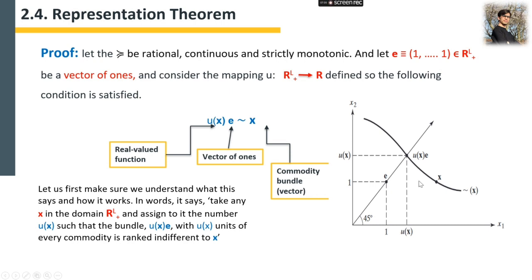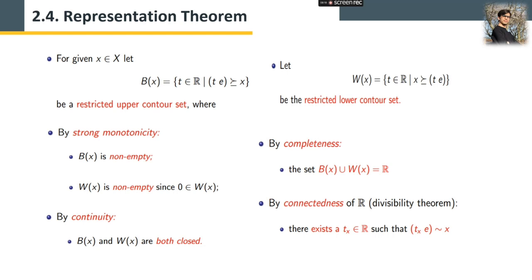If you see this graph, for example, we pick up this u(x)e, which is right around here, and it's indifferent to x. We can pick the number u(x) from the x1 dimension and u(x) from the x2 dimension, and we compare this u(x)e, which is at the crossing point of this 45-degree line with the indifference curve where the bundle x is located. That's why u(x)e is indifferent to this x. So this is what this relationship means. And now let's talk about some other things.